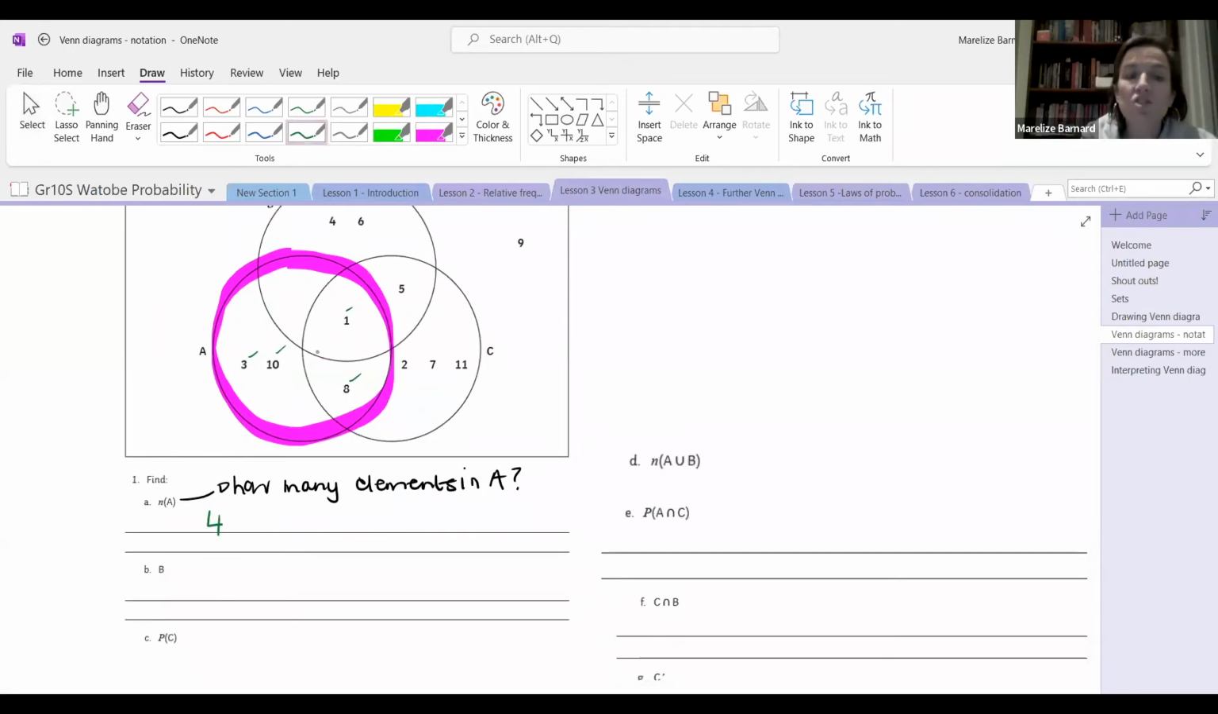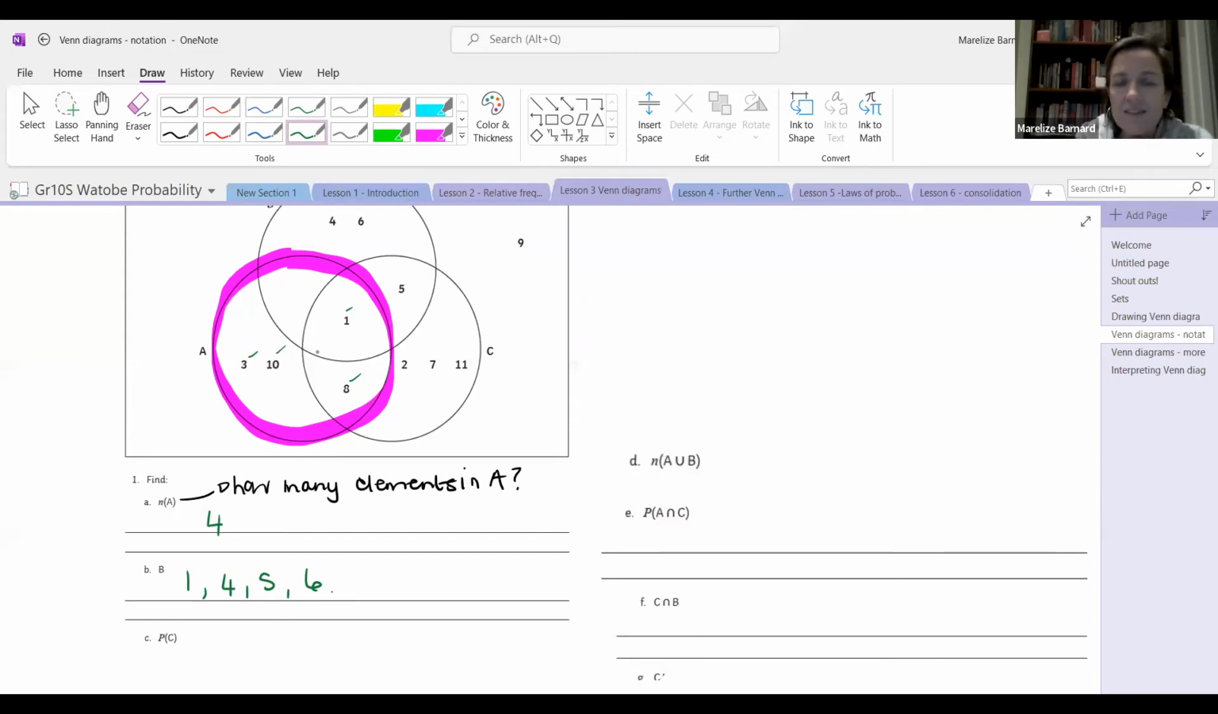So for question A, we just want to know how many. For question B, they want to know what the elements of B are, and that is 1, 4, 5, and 6. Nice. Now comes the probability.